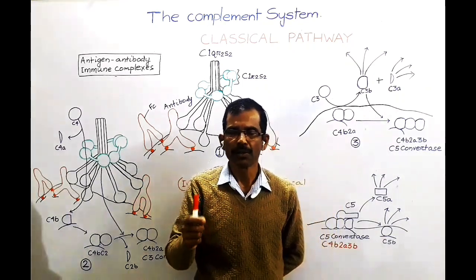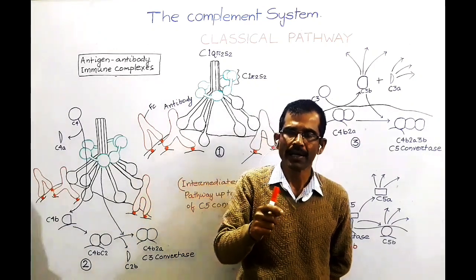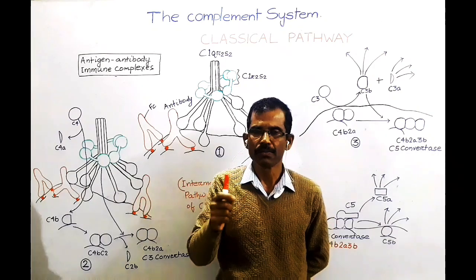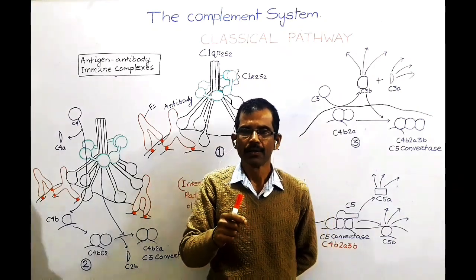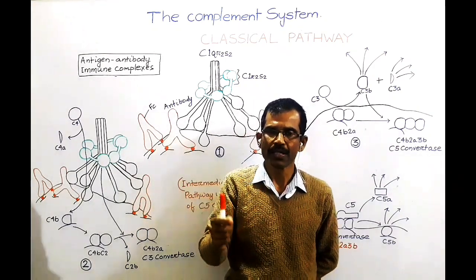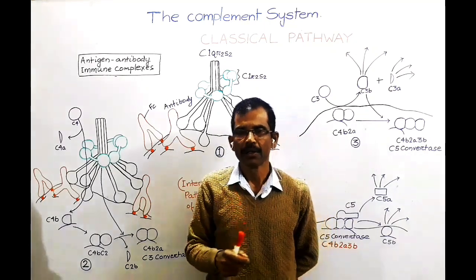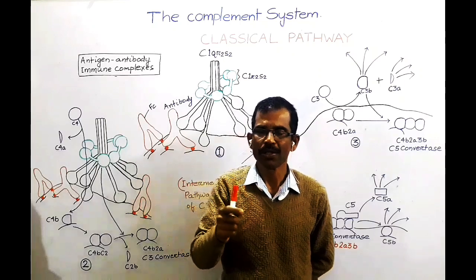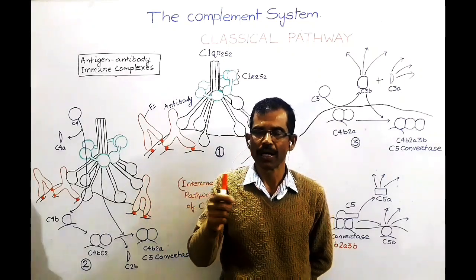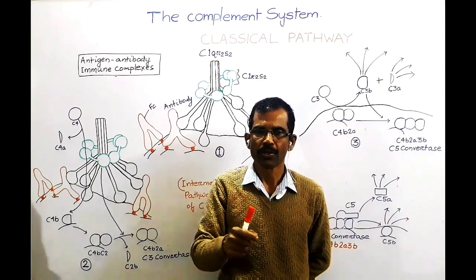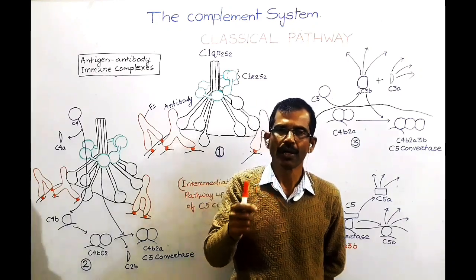C3b molecules play three important and different roles. First, C3b molecules bind covalently to the microbial surface, providing a molecular tag, thereby allowing the phagocytic cells with C3b receptors to engulf these tagged microbes. This process is called opsonization.